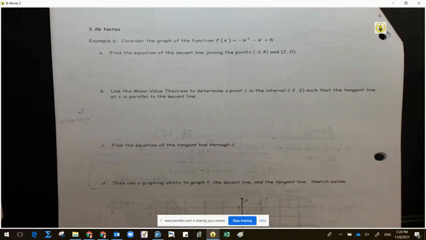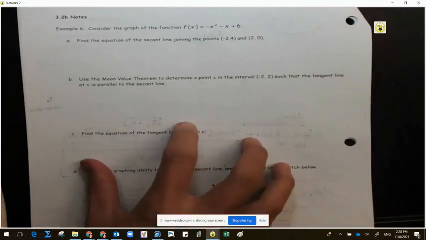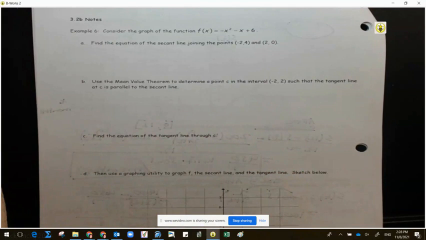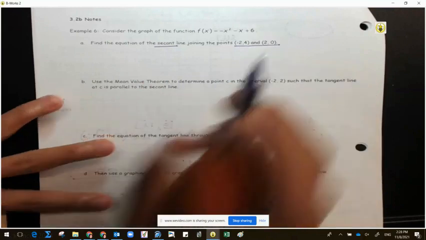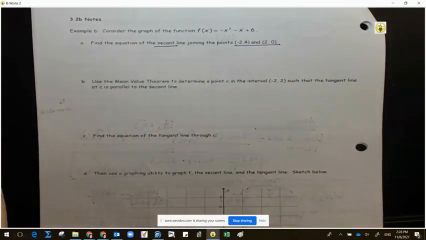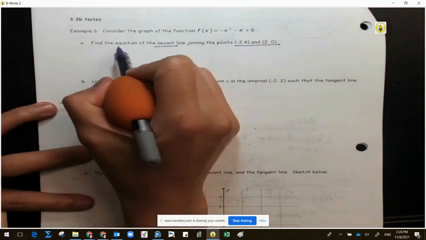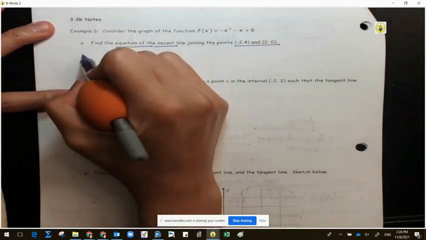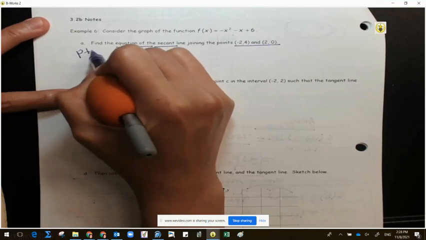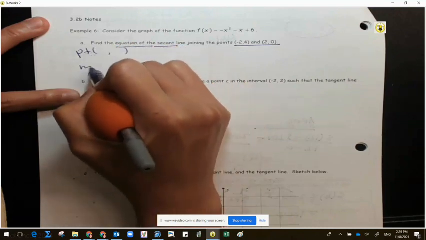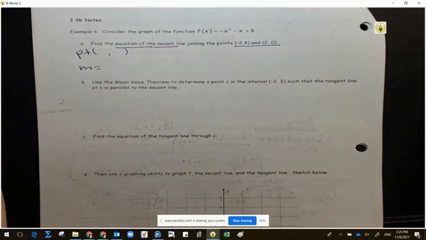Number 6. Consider the graph of the function f of x equals negative x squared minus x plus 6. And then it says to find the equation of a secant line joining the points. The fact that I'm saying secant line and giving you 2 points is being redundant, because we know a secant line is automatically 2 points. And we want to find the equation. If y'all remember finding the tangent line, we had to find the point, and then we had to find the slope.